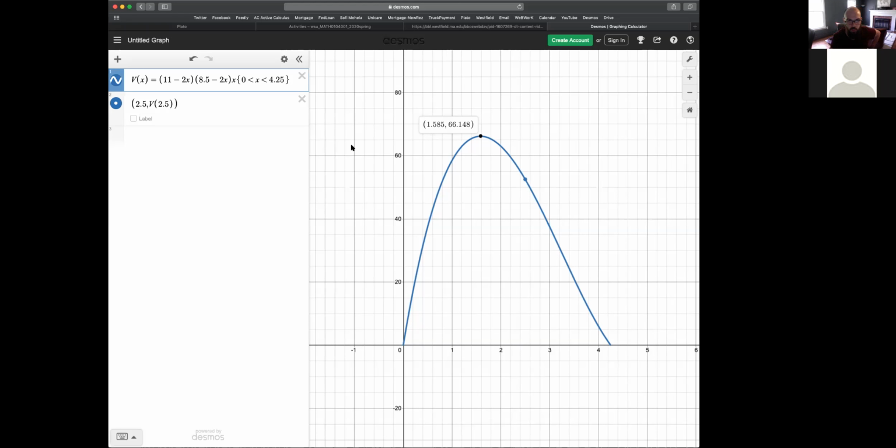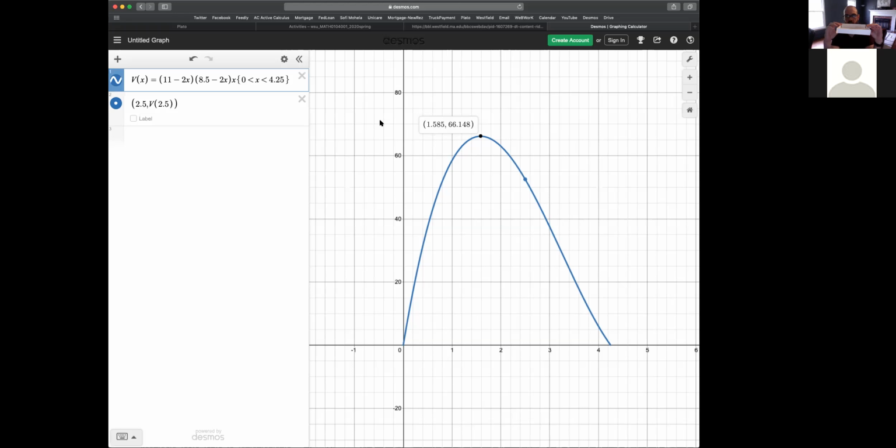Right, so this is 1.585, 66.148. So what's the interpretation? What do those numbers mean? So 1.585 would be the length of the little squares we cut out, and 66.148 would be the volume of the box. The volume, yeah, right. So the biggest volume that you could get is this 66.148. So out of a sheet of paper, using this method right here that we've decided on, the largest volume of the box that I could create is 66.148.